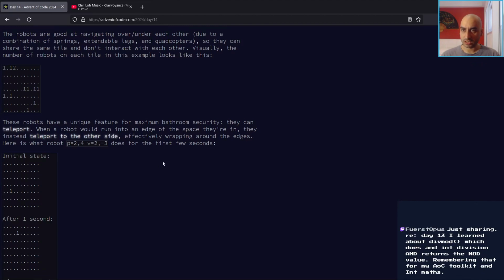Just sharing. Regarding day 13, I learned about divmod, which does an int division and returns the mod value. Remembering that for my AOC toolkit and int maths. Yeah, that's quite useful. But divmod gives two values, doesn't it? The quotient and the remainder.